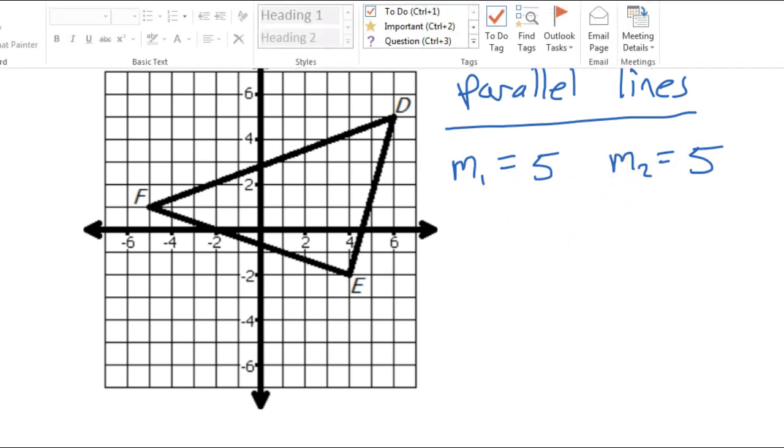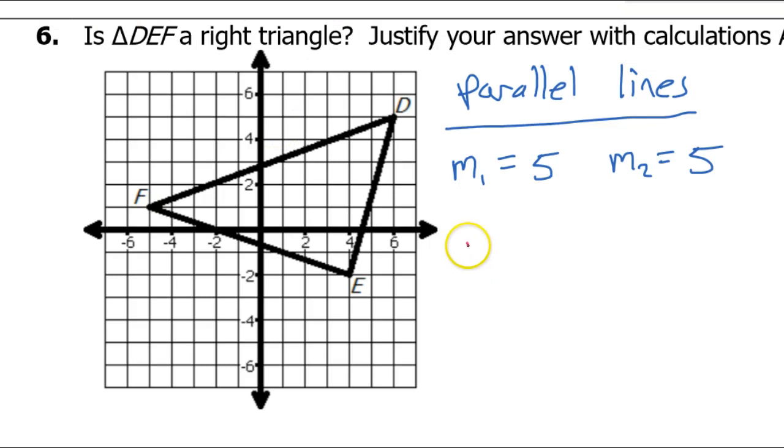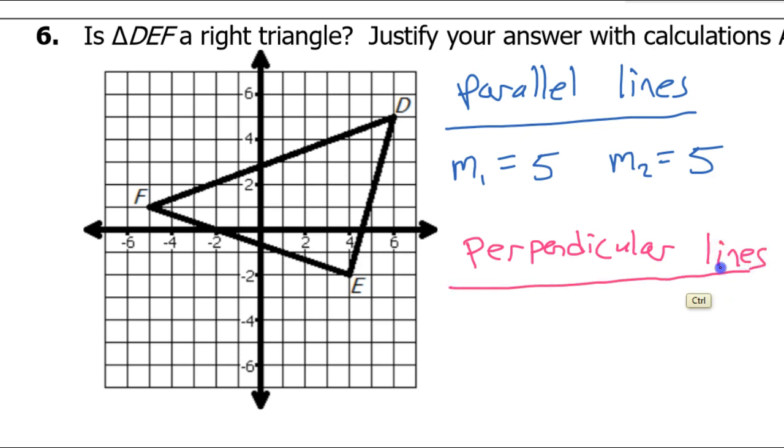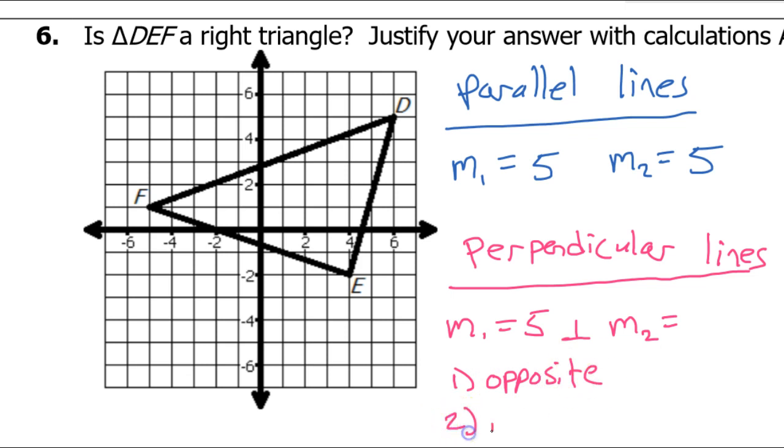Now, on the other hand, what about perpendicular? All right, let's talk about perpendicular lines. If one line, again, let's say it had a slope of 5. If the second line is perpendicular, what will be the slope of a perpendicular line? Well, there were 2 words that we always use to describe the slopes of perpendicular lines: opposite and reciprocal.